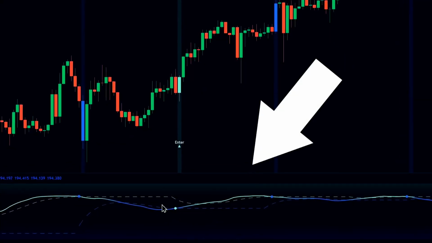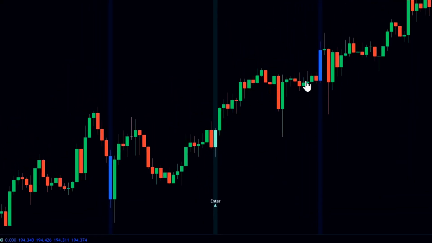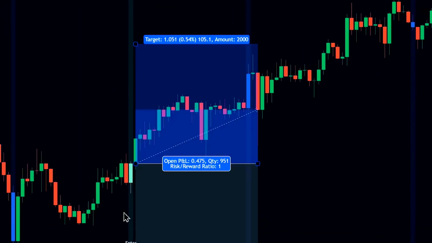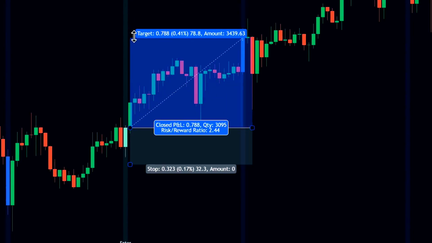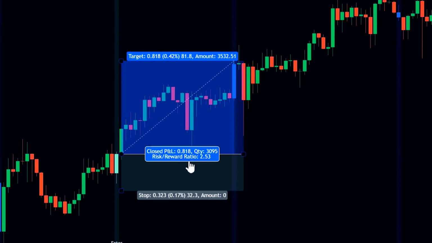This indicator suggested entering a long position here. A few candles later, it signaled an exit. If we took this position, setting the stop loss just below the entry candle and targeting the exit point suggested by the same indicator, you can see this trade would have been profitable with a risk-reward ratio of 1 to 2.5.